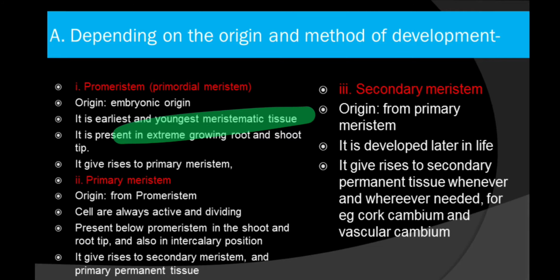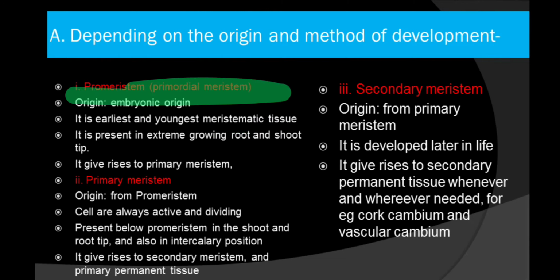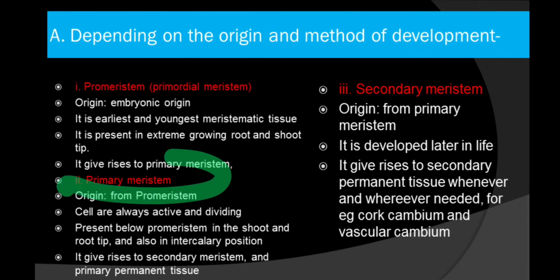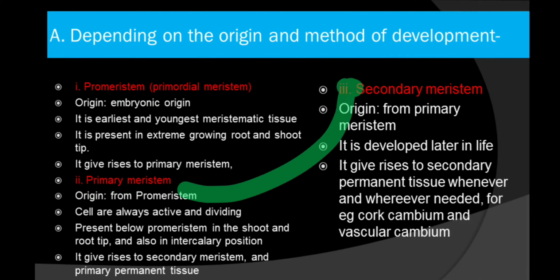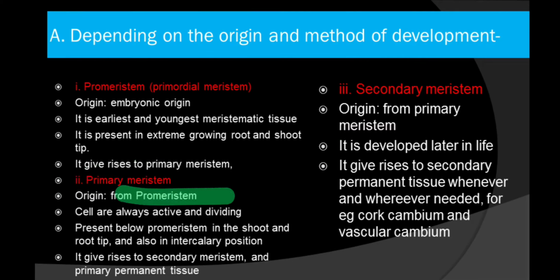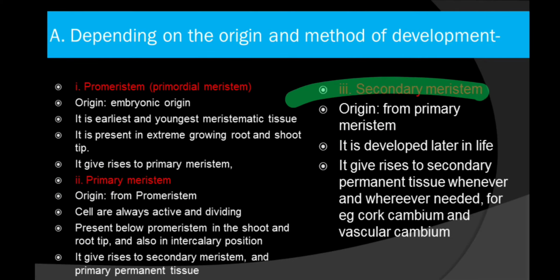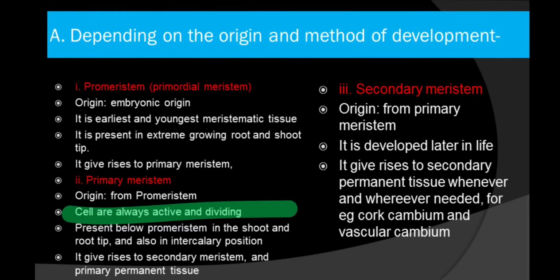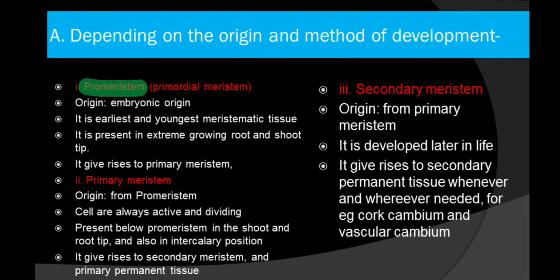Okay, on the extreme tip of the root and on the shoot, the promeristem is present. It gives rise to primary meristem. So from the promeristem, primary meristems are formed, and from the primary meristem, secondary meristems are formed. So primary meristem originates from promeristem, and secondary meristem originates from primary meristem. Here the cells are always active and dividing, and present below the promeristem. So promeristem is on the top.